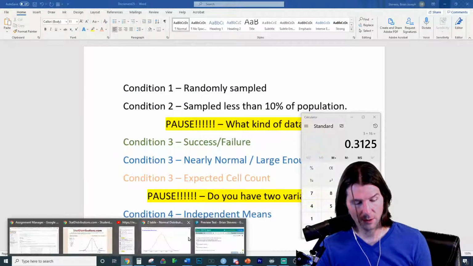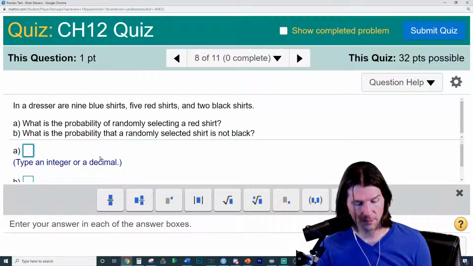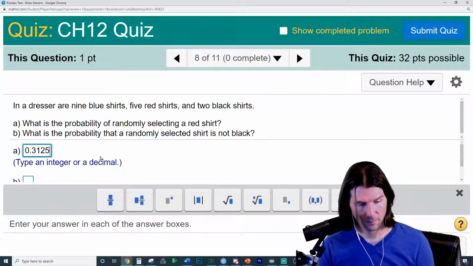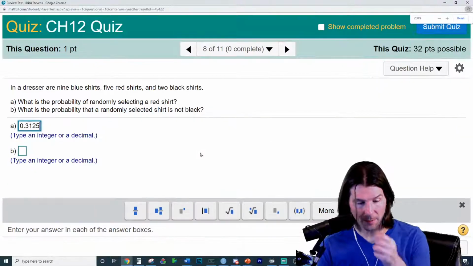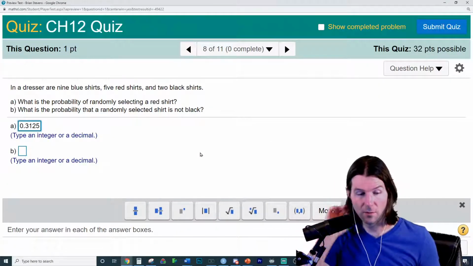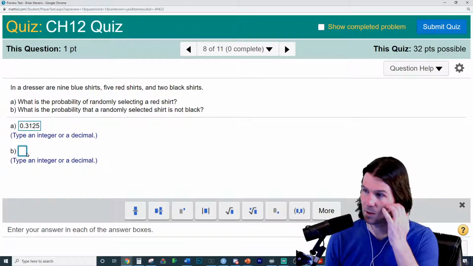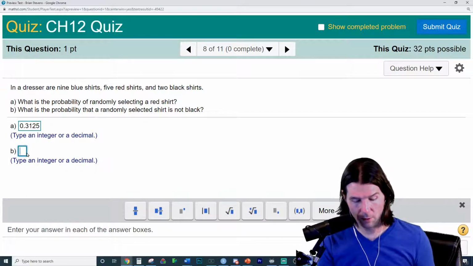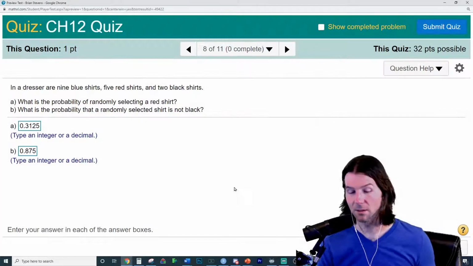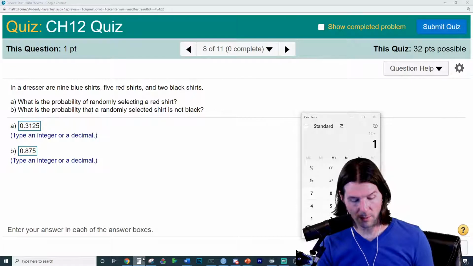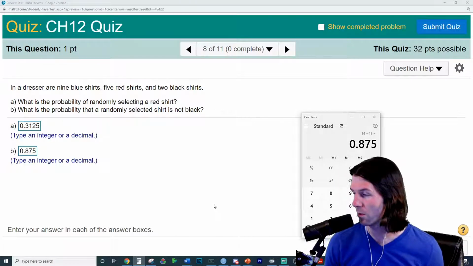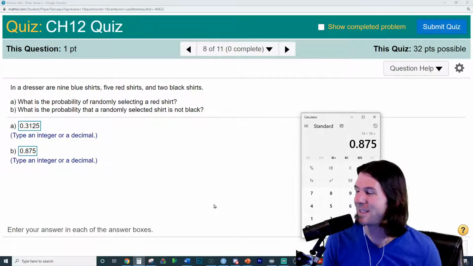So let's go back here to the question. The probability of not black: well, the probability it's black is 2 out of 16, so 14 out of 16, which is 7/8. 7/8 mathematically is going to be 87.5. Did I do it correctly? We got to do it by the end of the song. Yes, we did it. And so that was 14 divided by 16. So it's the complement.